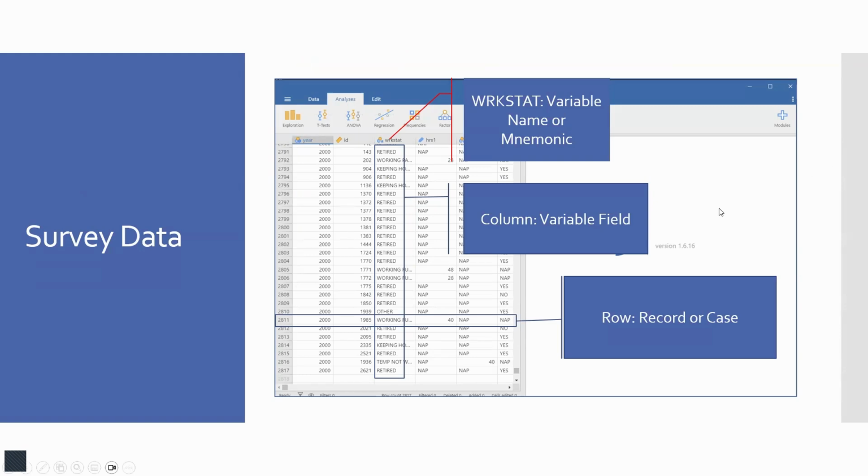So each row, record, or case is each of these individuals. Usually their name is stripped for confidentiality reasons. We have this column, this variable field, that tells us all the values that could fit under this variable name, this mnemonic of WRK STAT. I'm not sure what WRK STAT means, probably work status, and I'm only guessing because I'm picking up what they're putting down in this column: retired, working, keeping house, and so on.